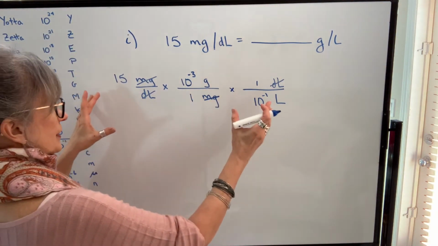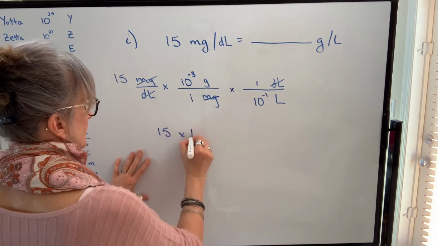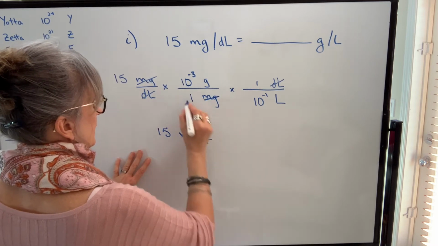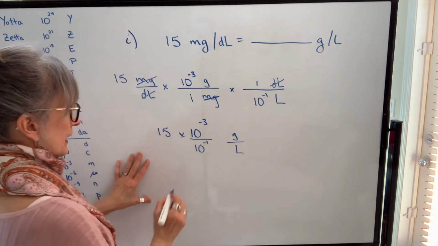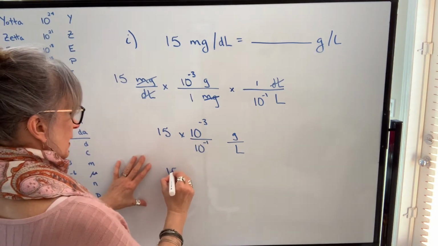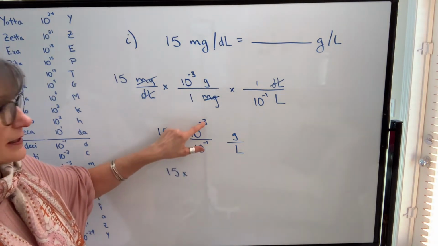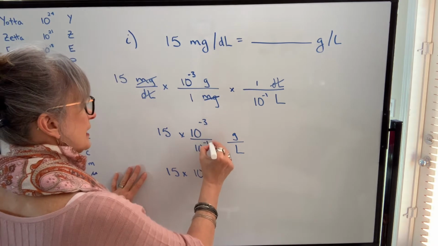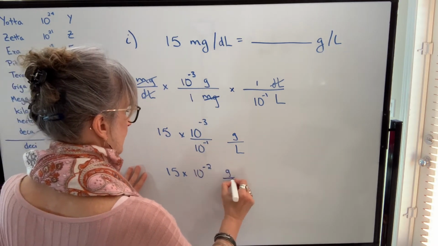Now that my units are taken care of, now I do the calculation. So it's going to be 15 times 10 to the negative 3 over 10 to the negative 1. It will be grams per liter. Simplify using my rules of exponents. If I'm dividing two powers with the same base, I subtract the exponents. So it will be 10 to the negative 3 minus the negative 1, which will be negative 3 plus 1, which will be negative 2 grams per liter.